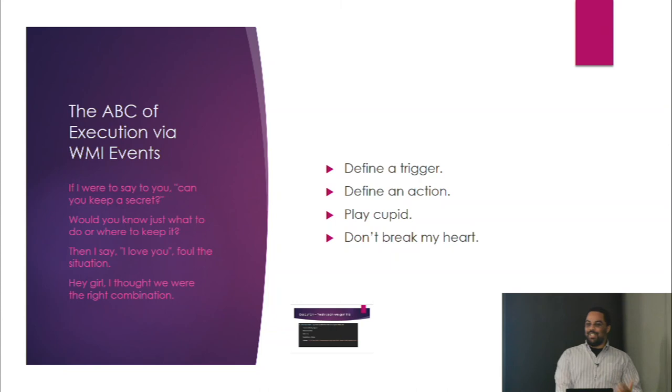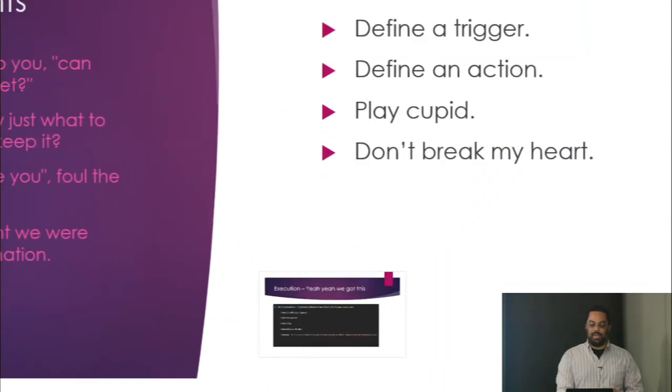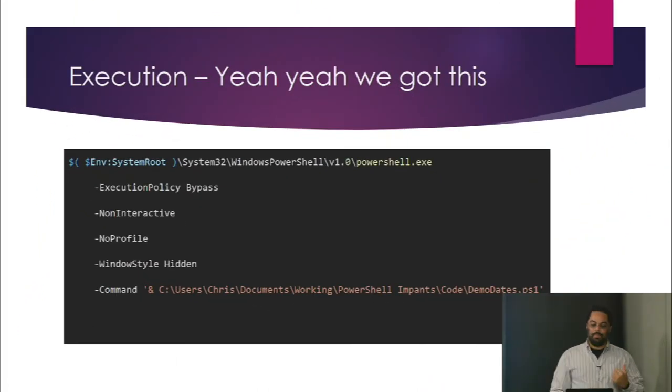So we know what we need to do. We need those three things. We need an event filter, that's our trigger. We need an action, and we need to link them together, and we need to hope it works. It's actually pretty easy. So take this sample. We're going to execute this little command here. We're going to do something off disk for now because we're lazy.